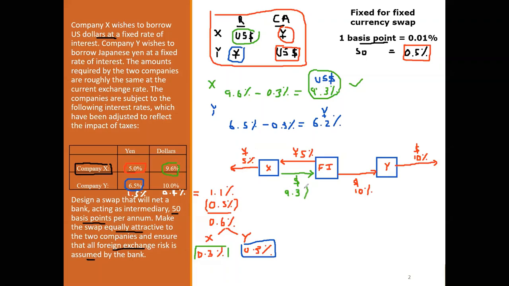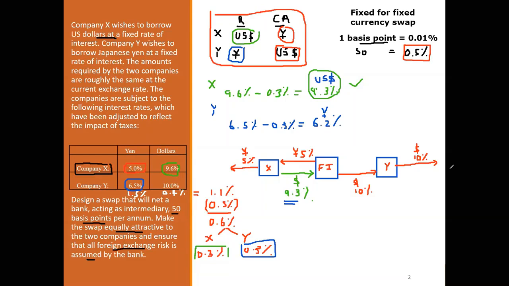So if you look at it from this side, the cost to X would have been only 9.3% on the dollar amount. Why? Even though it is paying 5% on the yen, it is receiving this 5% on the yen from the financial intermediary. So the only remaining cost for X is 9.3% on the dollar amount. So first adjust for each of these parties. So we have made the adjustment for X.